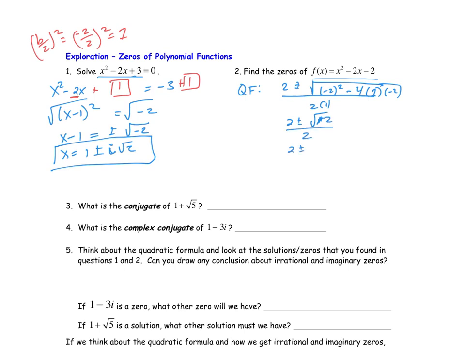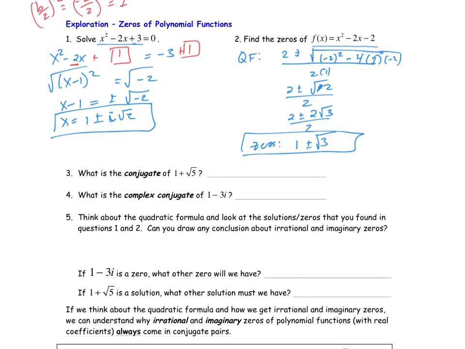So that's 2 plus or minus the square root of 12. 12 is 4 times 3, so this is 2 rad 3 over 2. And now we can divide all the terms by 2, which will leave us with 1 plus or minus rad 3. So these are the zeros: 1 plus or minus rad 3. All right, so in looking at these answers, we're going to draw some conclusions.